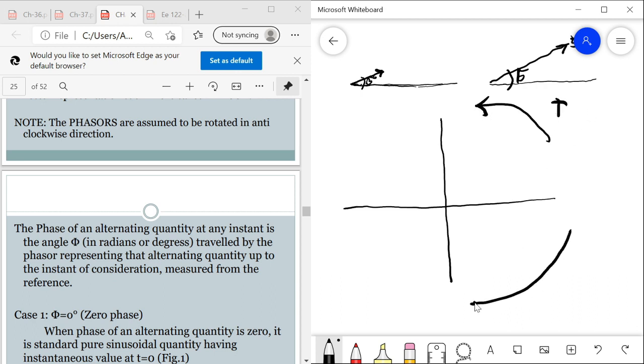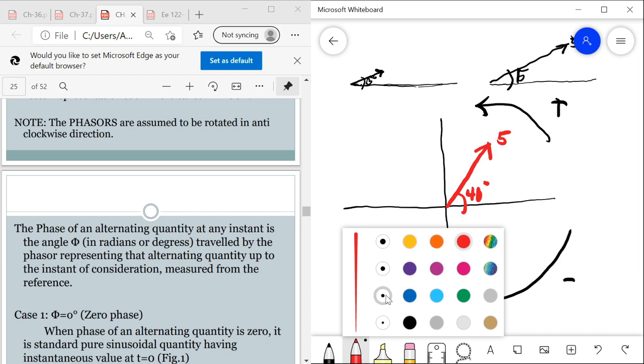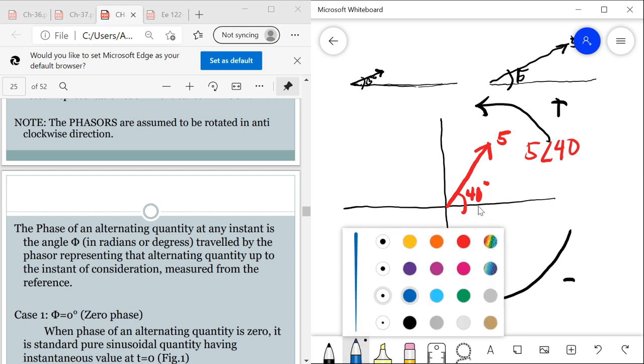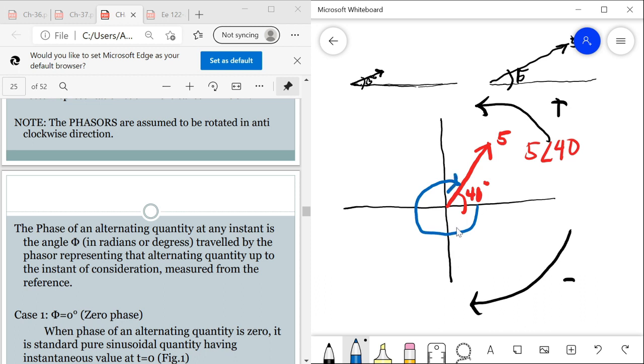If you read the direction here, it is negative. So let's say you have, for example, 5 angle 45. This is 45 degrees. This is 5. So if you read at the counterclockwise direction, you will have a positive angle, 5 angle 40. But if you read at the clockwise direction, you will get a negative angle.